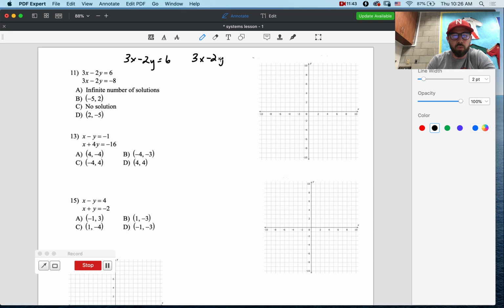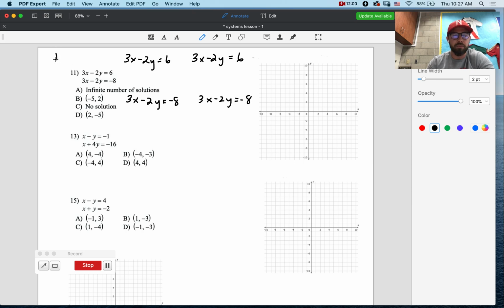3x minus 2y equals 6. Okay, and I'm actually going to do the same thing for the second equation. I'm going to write it twice. 3x minus 2y equals negative 8.